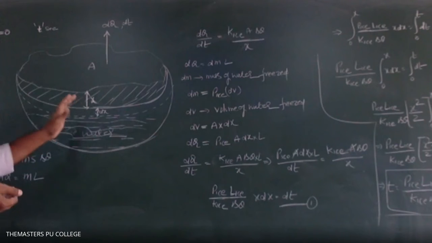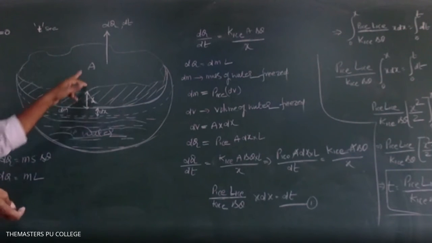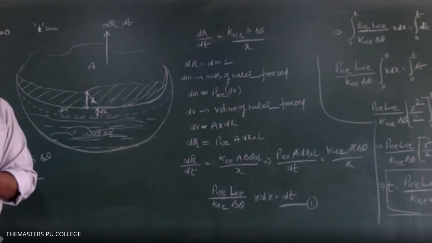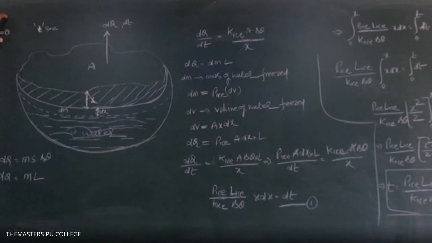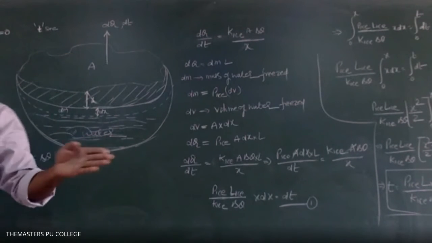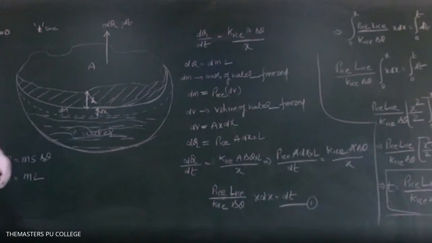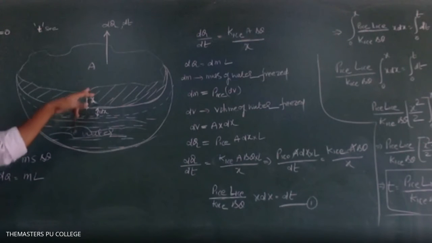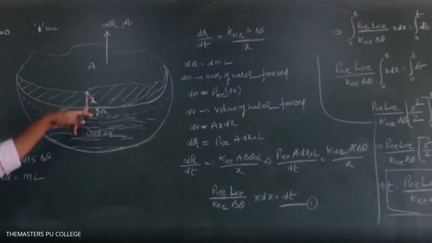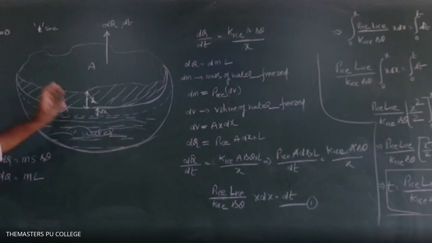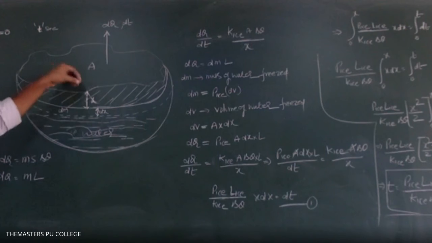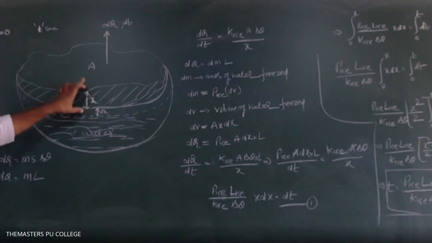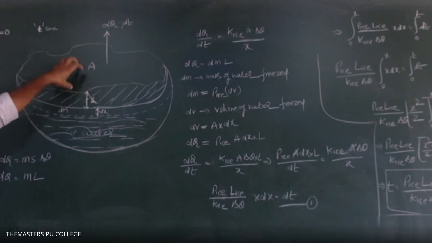In such a case, we have taken A as the area of the lake. At t equals 0, the surface of the lake starts freezing. After a time t seconds from the instant when t equals 0, we notice that the thickness of the ice layer on the surface of the lake is x. How much time would this take? What is the time taken by this ice layer to grow its thickness from initially 0 to x value?